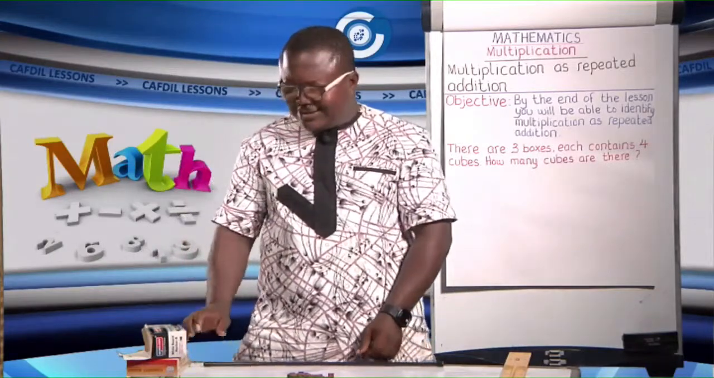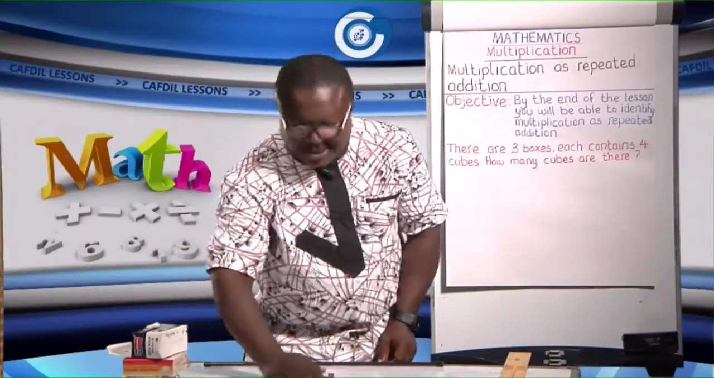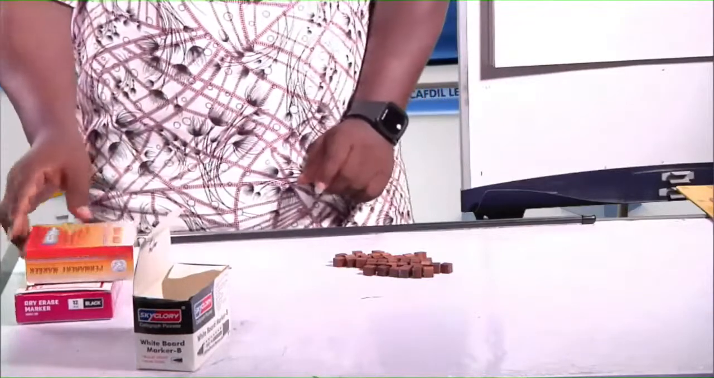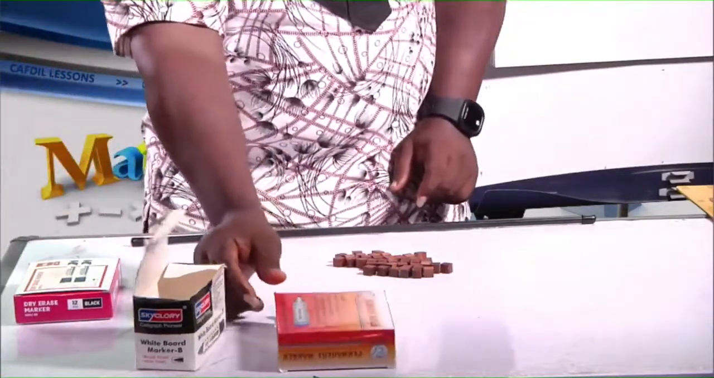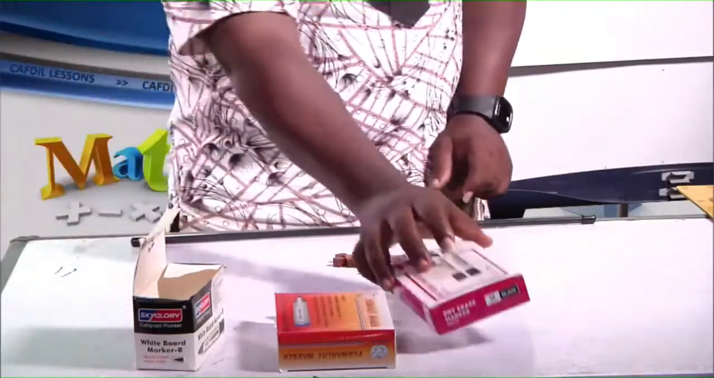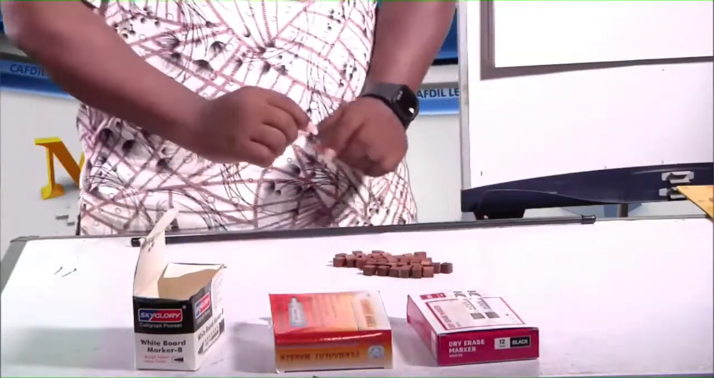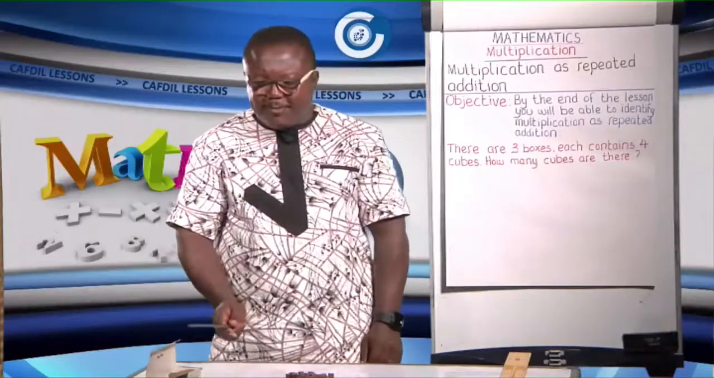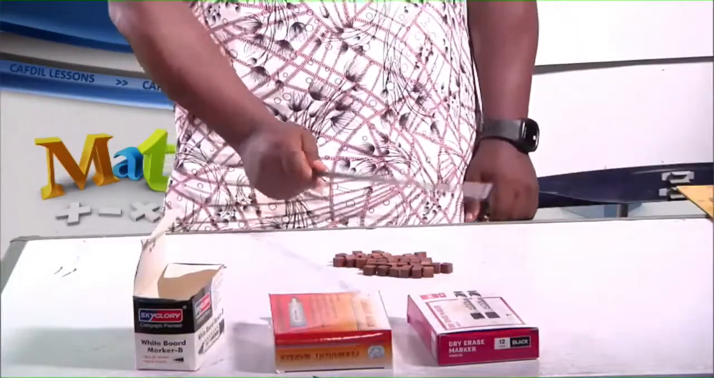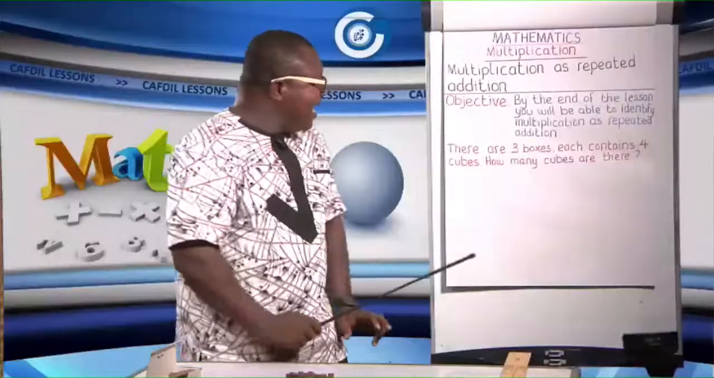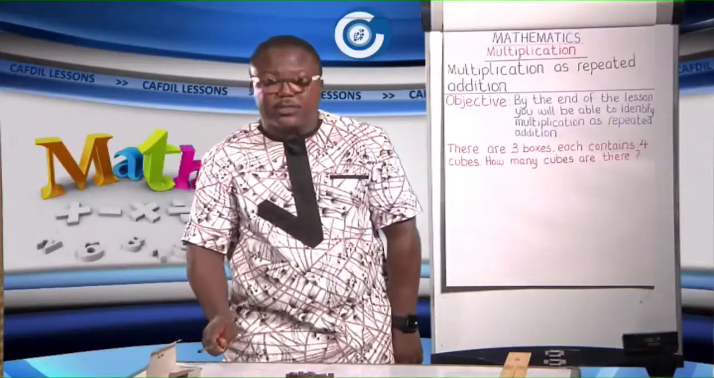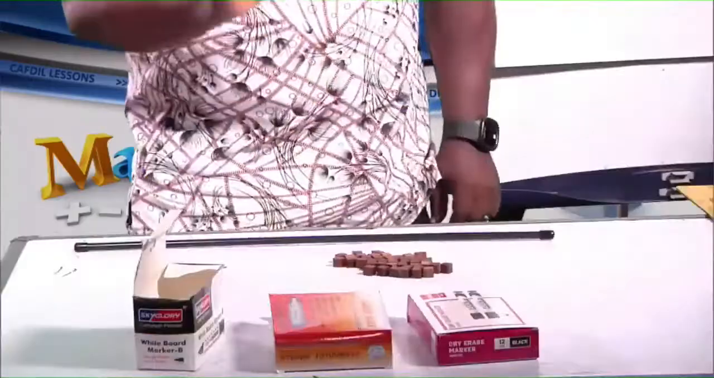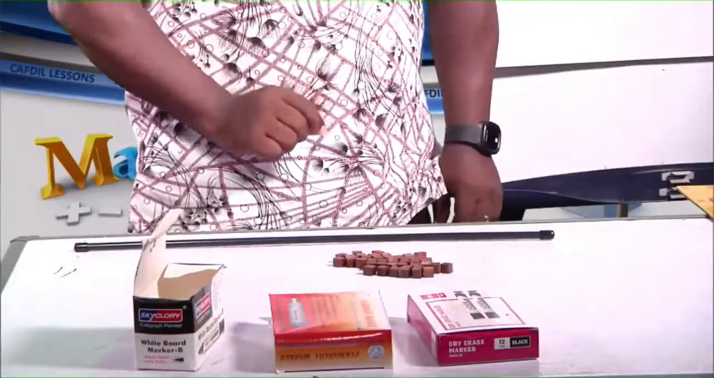Now let's look at it. There are 3 boxes. So I have 1 box here, another box, making 2 boxes, and then another one, making how many boxes? 3 boxes. So the 3 boxes are here: 1, 2, 3. And they are saying each box contains 4 cubes. So it means that I have to put 4 cubes in each box. So we are going to do that.